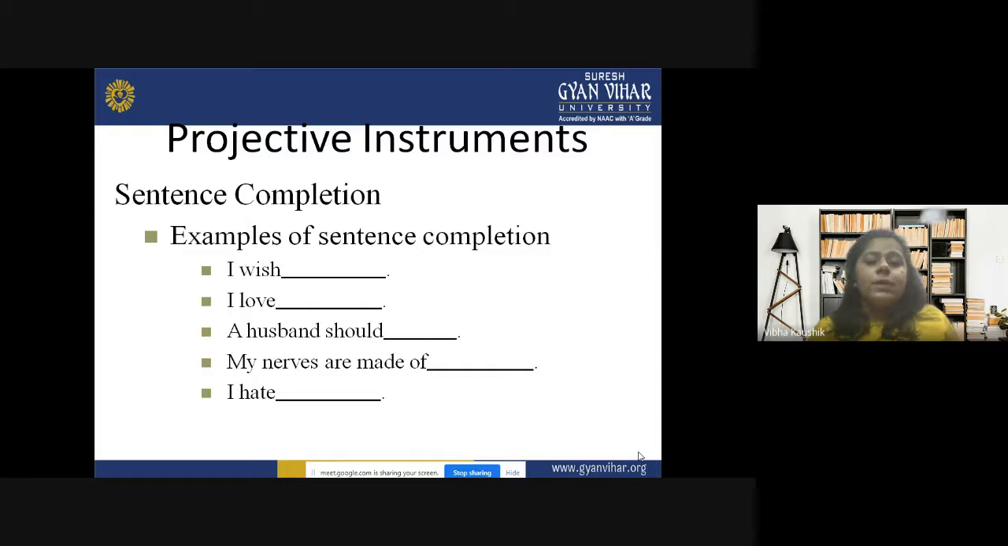Now, projective instrument sentence completion means there will be a sentence that the client has to complete. Examples of sentence completion: I wish. Here the client has to give his wishes. I love dash. Now, they have to fill the blank with the first thought that comes to their mind. The third one is, a husband should. My nerves are made of dash. I hate dash.